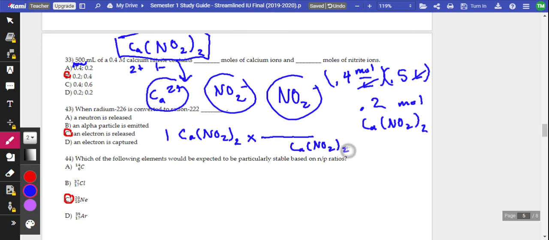CaNO2 2, it goes on bottom. I want to know how many calciums I can get out of that. Well, for this conversion factor here, what's this relationship? Well, there is one Ca ion for every one CaNO2 2 ion. So one of these makes one of these. So I'm still just going to have 0.2 moles of Ca2 plus.